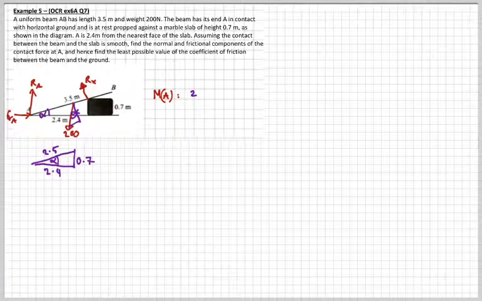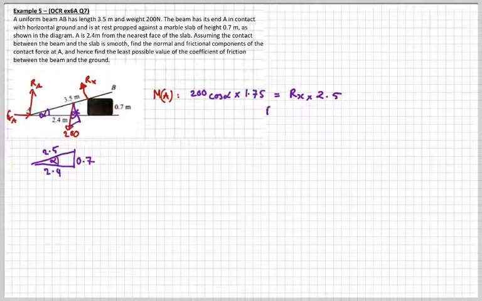So for the moment about A, considering the weight, it's the perpendicular component that has a moment, so it's 200 cos alpha times the distance 1.75. And this is going to be equal to R_X times 2.5. If I write 2.5 times R_X on the left, this is going to be equal to 200 times cos alpha, which, looking at the triangle, is 2.4 over 2.5. So we can replace cos alpha by 2.4 over 2.5.